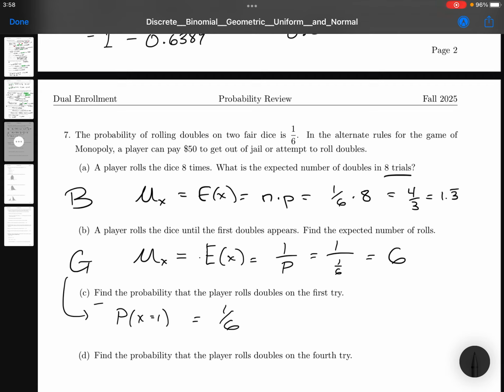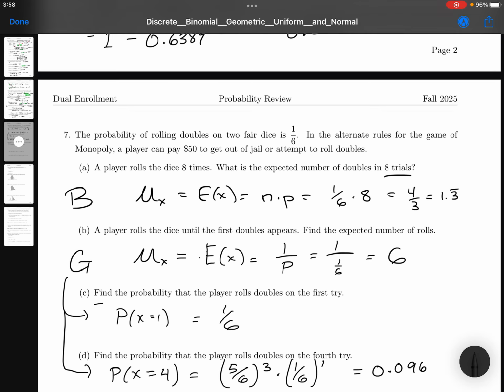Find the probability they roll doubles on the 4th try. So that's also geometric. Probability of x equals 4. So they had to have 3 failures, 5/6 cubed, and then 1/6 to the 1. All right, times 1/6. I get about 0.0965 when I round. Very good. Thank you.